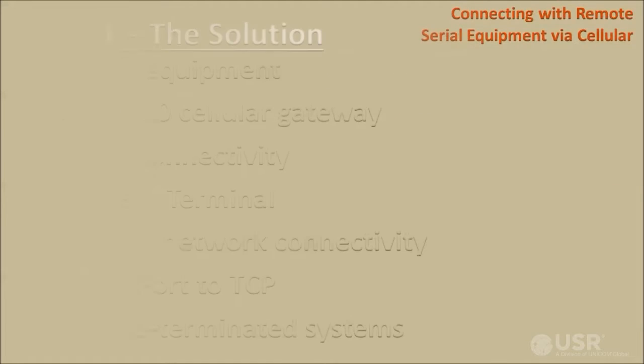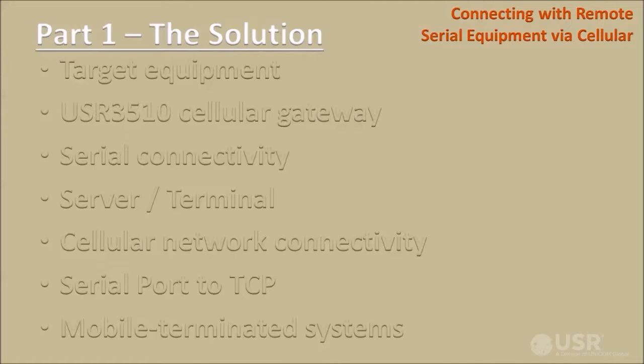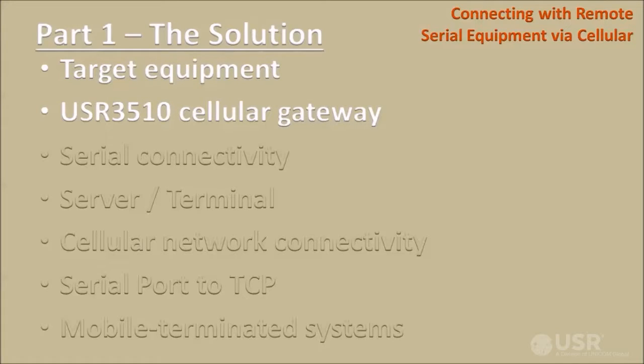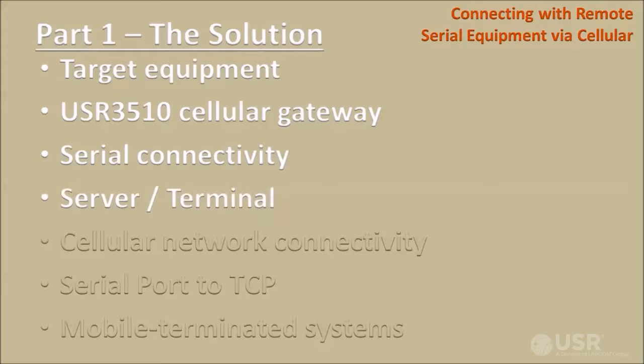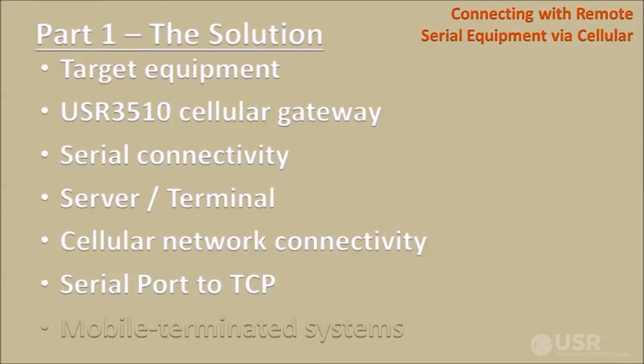In part 1 of this video, I'll present a solution for serial M2M systems by describing the target equipment, the USR 3510 cellular gateway, the serial interface between the target equipment and the cellular gateway, the local application server or terminal, the cellular network, and the gateway's serial port to TCP feature that bridges the serial port to the cellular connection. Then I'll diagram two types of mobile-terminated system.